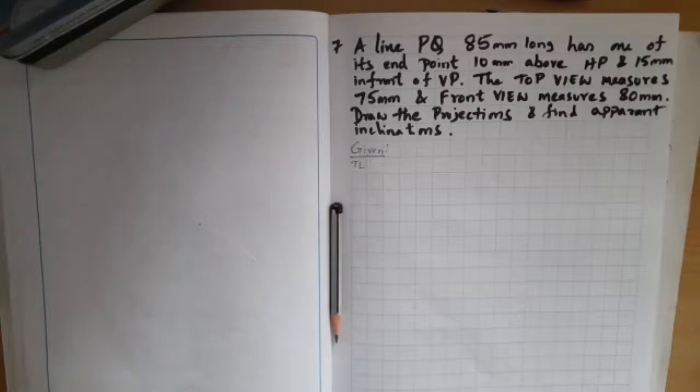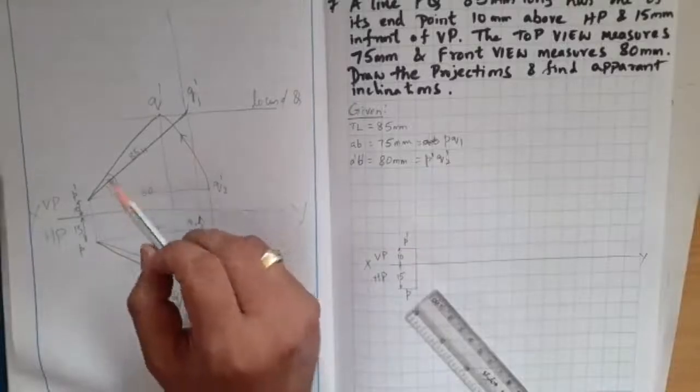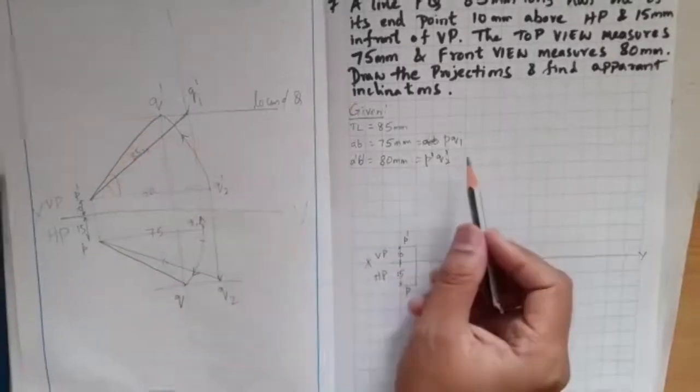Next, the top view measures 75 mm. Remember, the top view measures 75 mm and the front view measures 80 mm. That is, the front view P dash Q dash is 80 mm, and the top view PQ is 75 mm. Then you are supposed to draw the projections and find. So what I'll do, P dash Q dash is known for me.